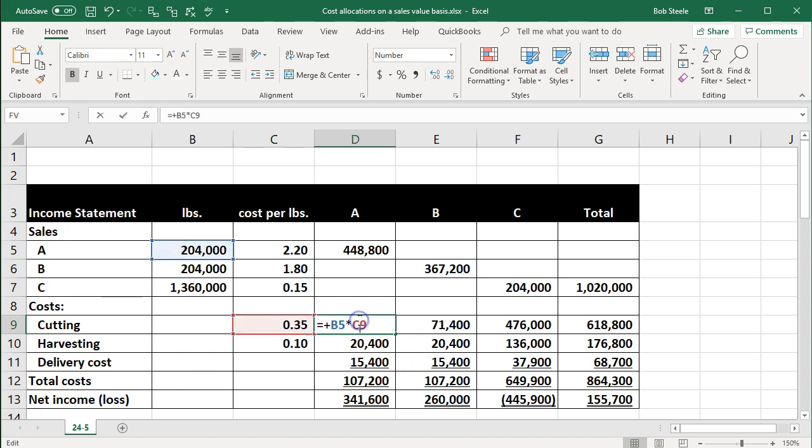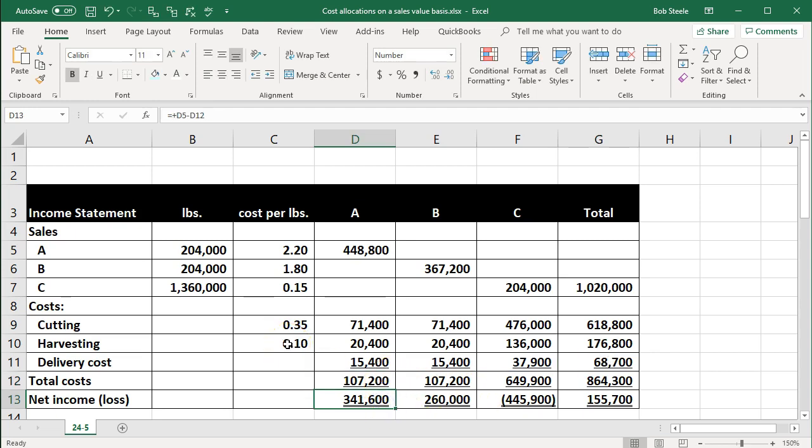So that means that we're just taking the 204 for A, for the number of pounds, times the 0.35 cost per pound. And then B, we're taking the 204 times the 0.35, and C, we're taking the 1360 times the 0.35. And then here for the harvesting, we had the 0.1, and then the 0.1, and then for the delivery, we broke this out a bit differently. We'll discuss that in a bit. They're hard-coded here. Summing that up, that's our total cost and our net income.